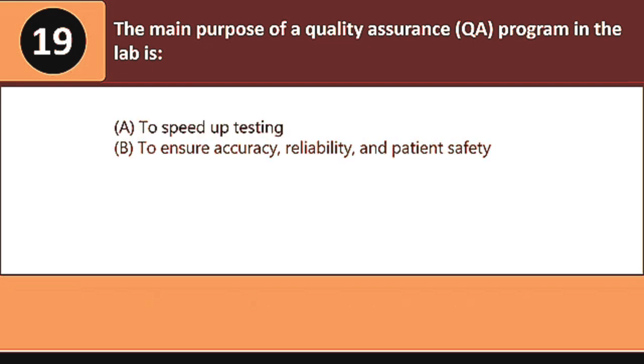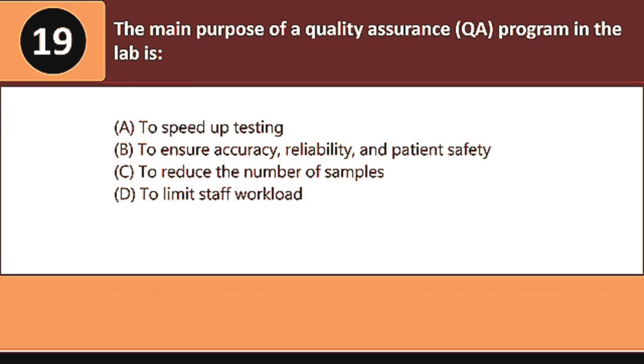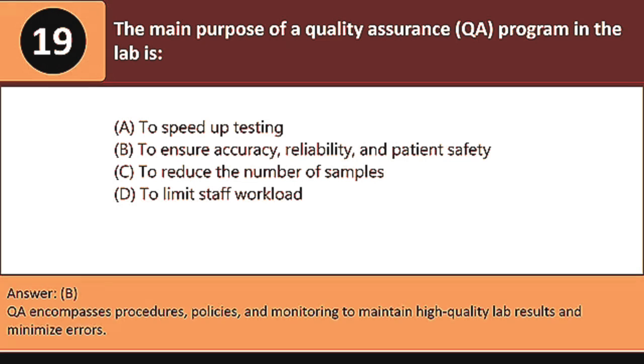The main purpose of a quality assurance (QA) program in the lab is: A. To speed up testing. B. To ensure accuracy, reliability, and patient safety. C. To reduce the number of samples. D. To limit staff workload. Answer: B. QA encompasses procedures, policies, and monitoring to maintain high-quality lab results and minimize errors.